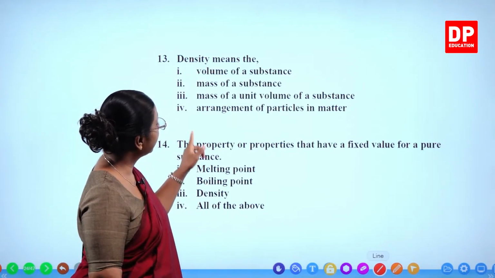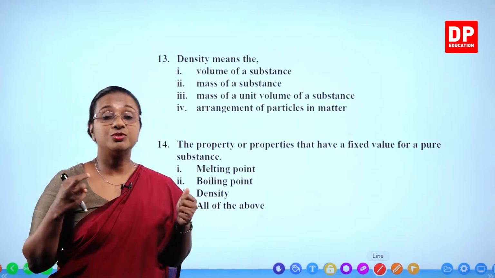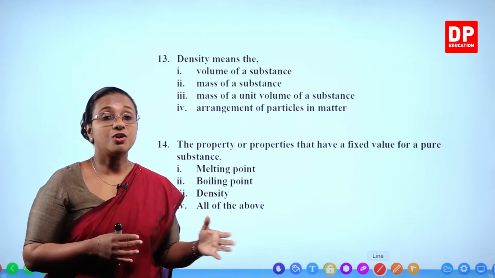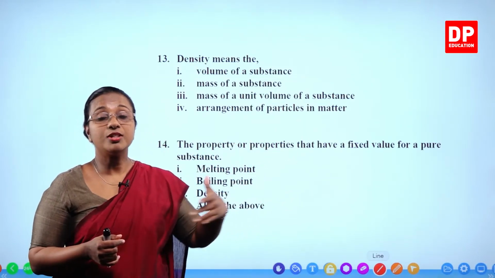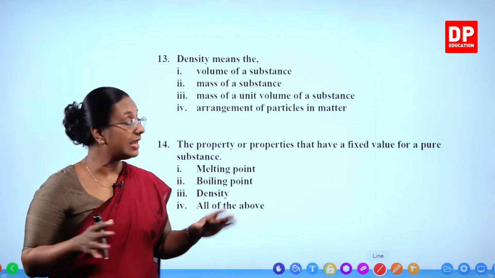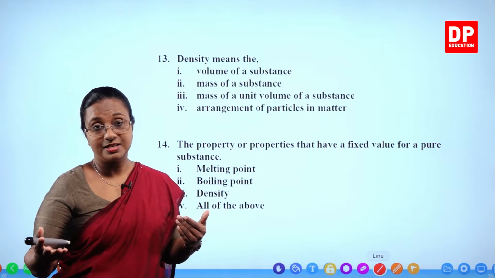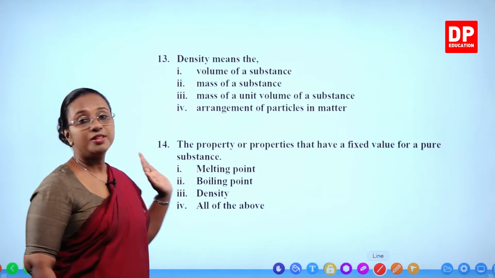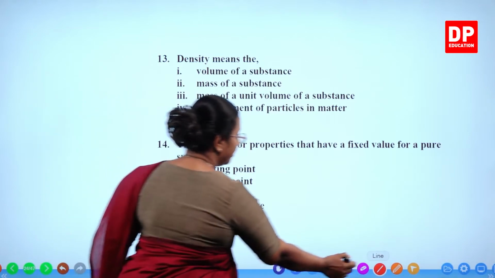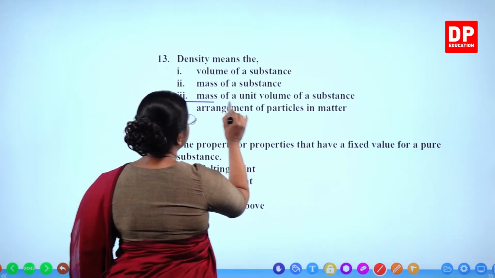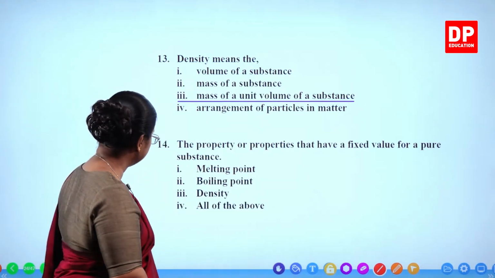Then the fourth one, arrangement of particles in matter, that actually gives rise to the three states of matter: solids, liquids and gases. From the particulate nature or the discontinuous nature, the way the particles are arranged gives rise to the three states. So out of all the four answers, density means the mass of a unit volume of substance. That is the correct answer. That is the definition for density.